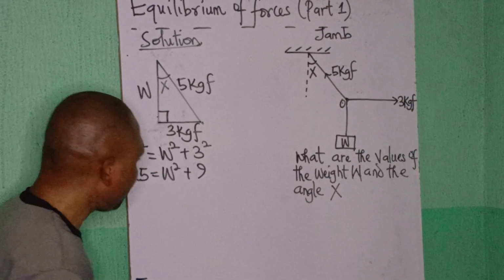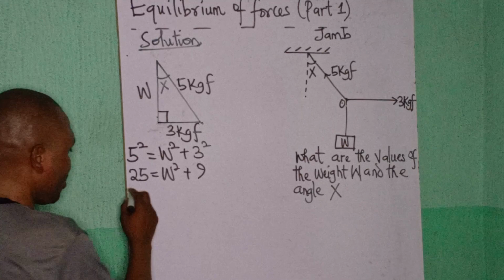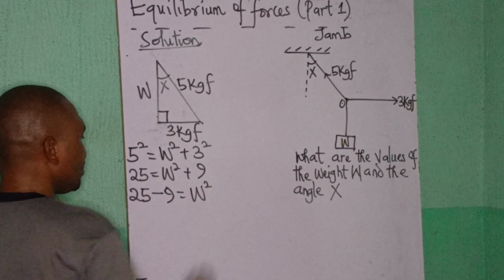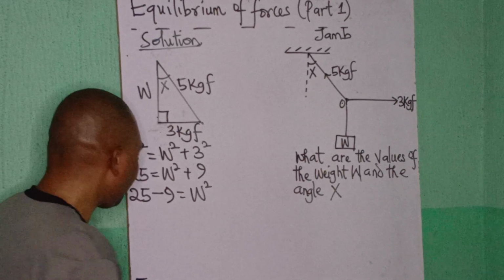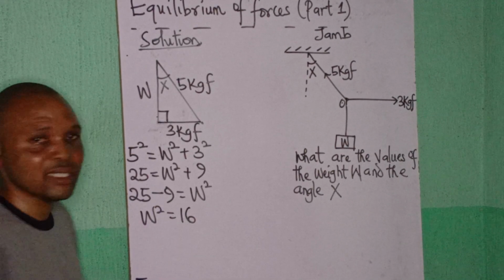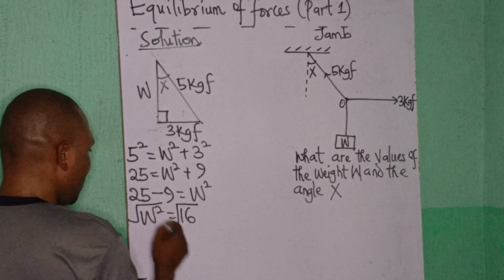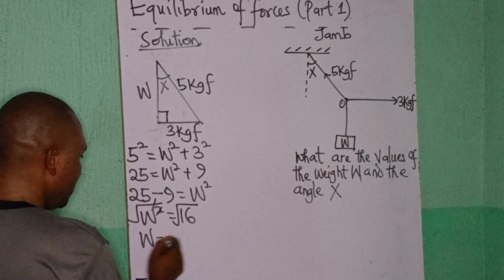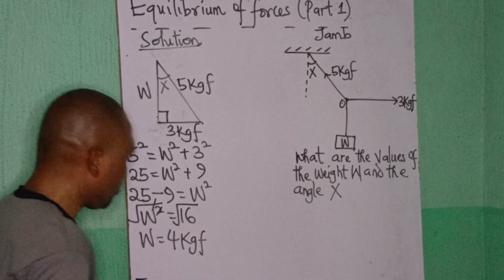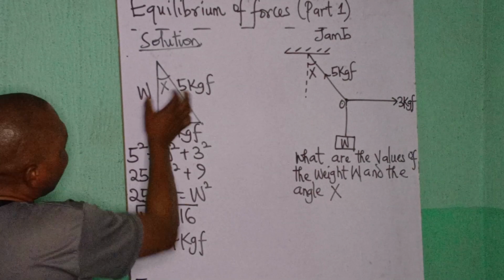I want my W squared to stand alone, so plus 9 goes to the other side. It becomes 25 minus 9 equals W squared. 25 minus 9 is 16, so W squared equals 16. Take the square root of both sides. My W is equal to 4. Am I communicating? My W, that is the weight, is equal to 4.